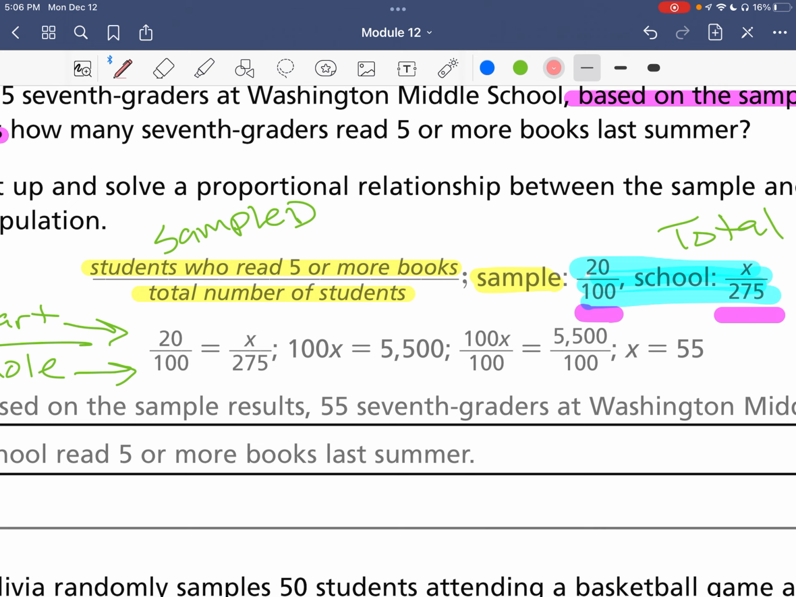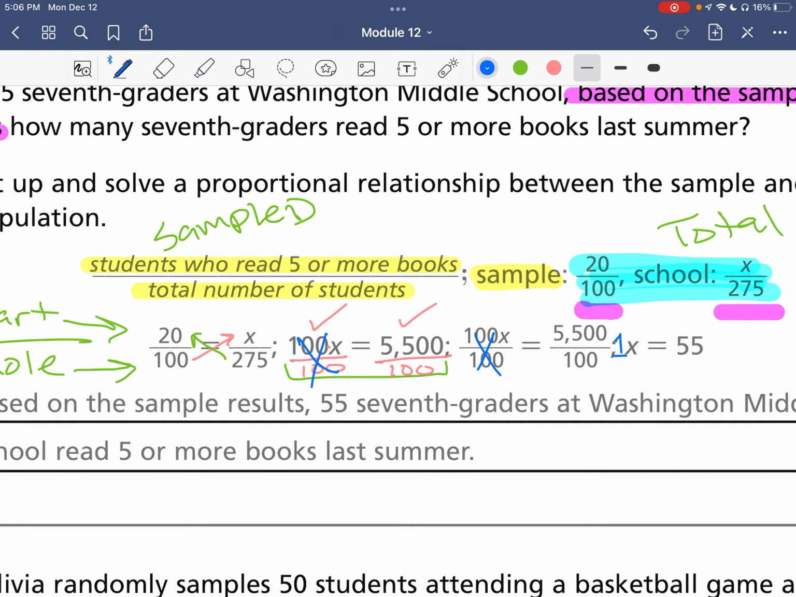So let's zoom in here just a little bit. We're going to do 100 times x, 275 times 20, and that's how they get this here. And then in order to get x by itself, you need to divide both sides by 100 because x is multiplying. The opposite of multiplying is dividing. What we do to one side, we must do to the other. And 100 over 100 is 1, so that's great. That's what we want. We want a 1x, which is what we have here. Cancel those out for 1.